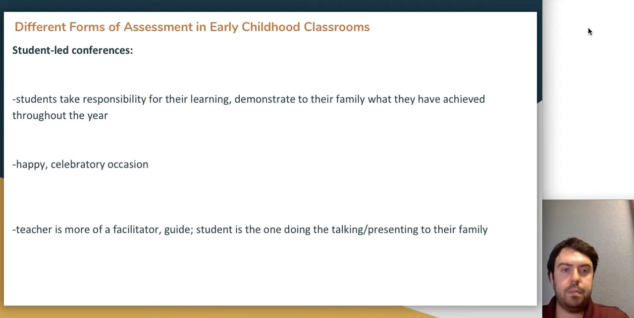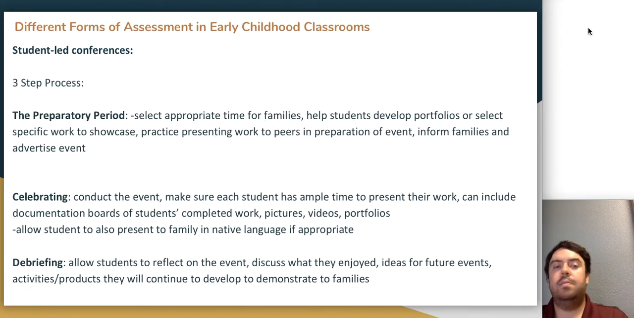Part of portfolios, or a nice follow-up activity for once students complete portfolios, is to have student-led conferences. So this is basically when students organize and work together with the teacher to invite their family to come to class to see their work. It's a happy celebratory occasion, and the teacher is more there just as a facilitator or guide. The student is the one talking about what they learned, what they did, showing it to their family, and guiding their family through the learning process.